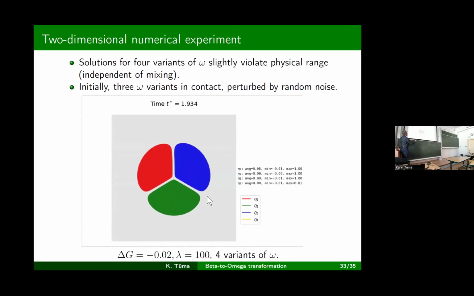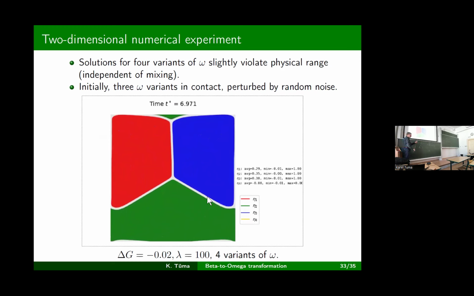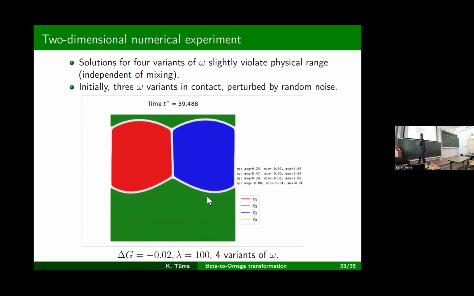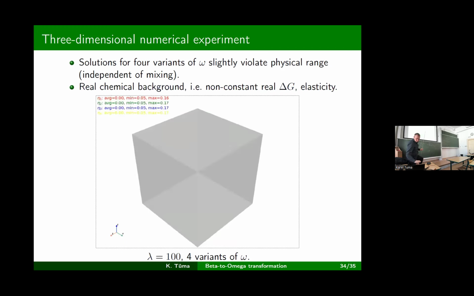I can also comment on the non-symmetry. The initial condition is not symmetric. There are almost three pure phases of omega at the beginning, but it is also perturbed by noise, which is non-symmetric. So it is not just because of some numerical errors, but the initial condition was not perfectly symmetric.